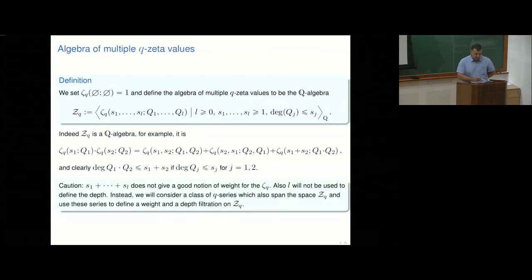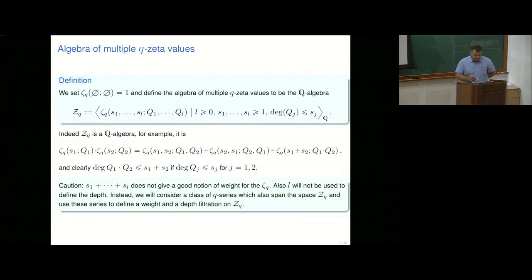For example, if you make this formula here, then you use the same trick as you showed with the nested sums for the multiple zetas, which give you a linear combination. You see this will also give you a linear combination of such things. Clearly the degree is bounded by the index if the individual degrees have been bounded by the index. So we have a very nice definition of multiple q-zeta values, with almost no restrictions, and we easily get that we have a Q-algebra.